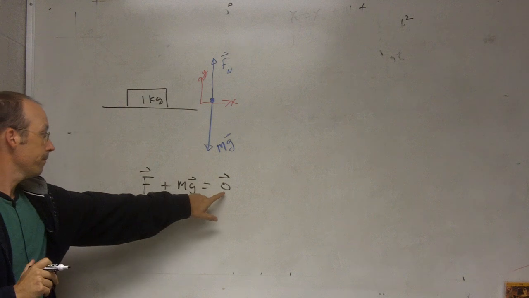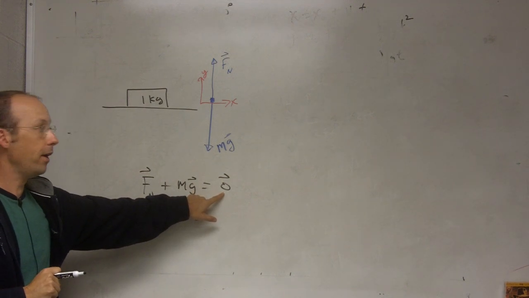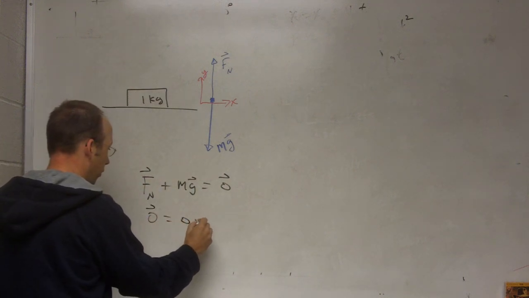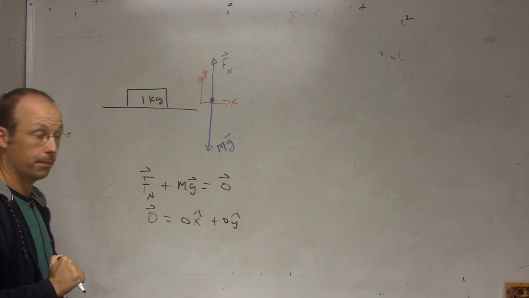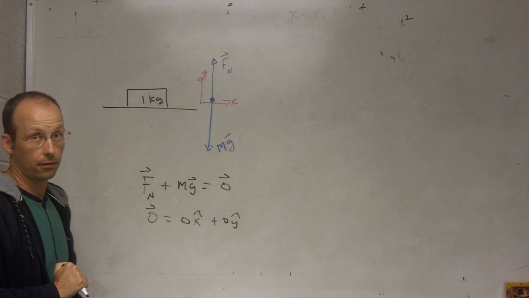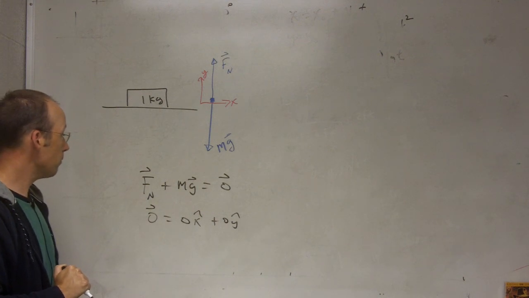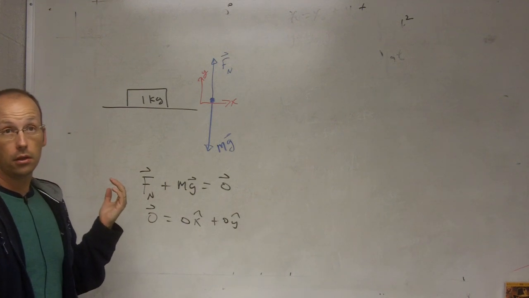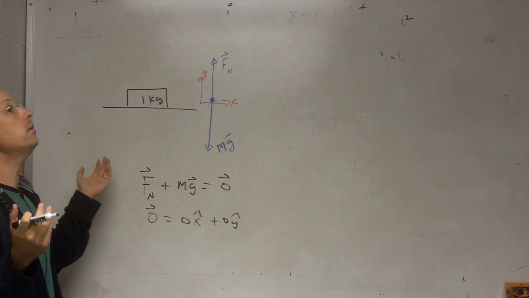Now here, it's important to say the zero vector. The zero vector equals zero x hat plus zero y hat, and it is a vector. I can't have vector plus vector equals scalar. Okay, so it is important. Okay, so how do you add vectors? Well, you break them into components. So I can do this in the X and the Y direction.